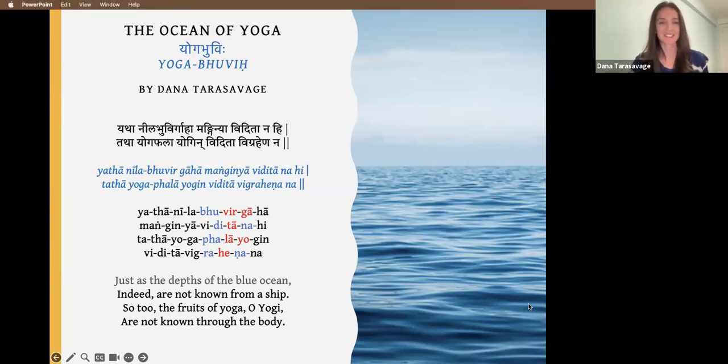And actually, I've written a bit of poetry myself in English, and I always thought of it as something that I would make a poem, but it turned out to be a Sanskrit one. So it's Yoga Bhuvihi, the ocean of yoga. In English, just as the depths of the blue ocean indeed are not known from a ship, so too the fruits of yoga, O yogi, are not known through the body.